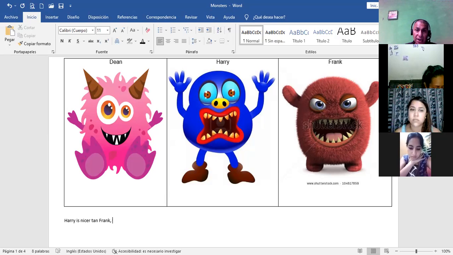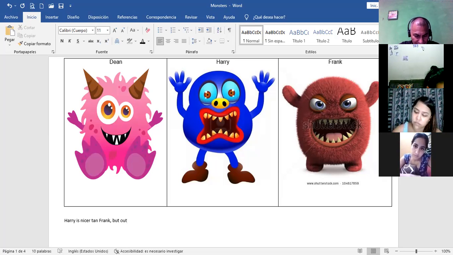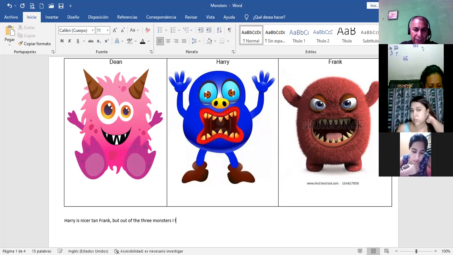Now, out of the three monsters, which one looks more friendly? The first one, Dean, right? Now I want you to tell me about Dean, using the same adjective, nice. Dean is the nicest. Okay, yes. Very good. But out of the three monsters, I think, right? Because somebody else can say, no, it's not the nicest. I think Dean is nicest. Okay, is that correct?